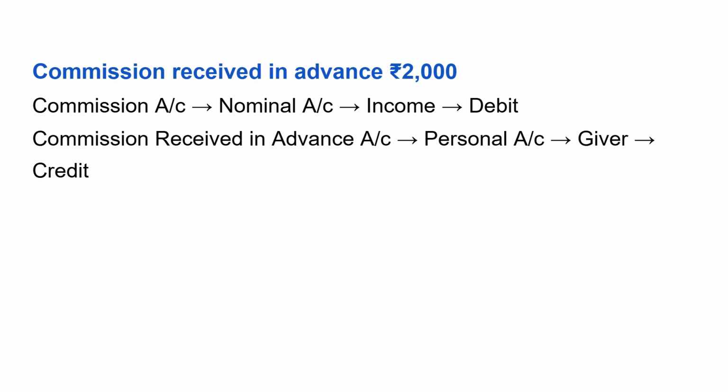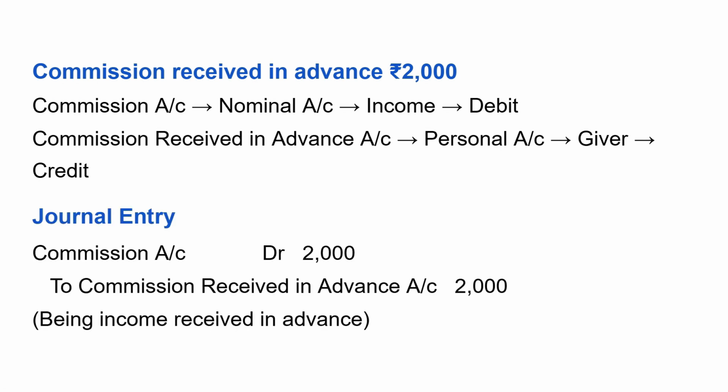Commission received in advance is unearned income because it represents money received for services but not yet provided. Receiving the money creates an obligation to perform the work. Hence, the credit shows you owe future services and the money is not yet earned. So the journal entry is commission account debit 2000 rupees to commission received in advance 2000 rupees. And the narration is being income received in advance.